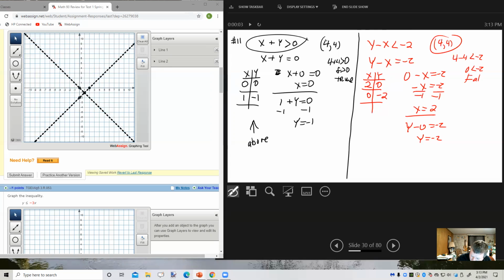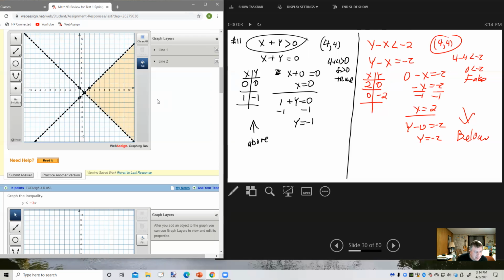That is false. So the second line, which is here, 4, 4 is not a solution, so it's over here, so it's above. Excuse me, it's below. So for the black inequality here, it would be here and here. It's above. For the red inequality, it would be here and here. So the intersection would be there.